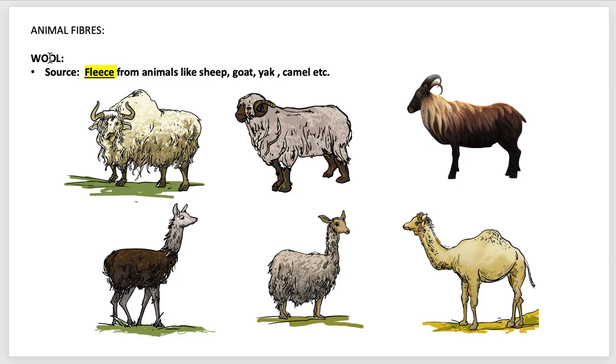Yeah, so wool comes from sheep, mainly sheep, but there are many other animals, as you can see over here. So wool, the source is where it comes from. The source of wool is fleece of animals like sheep, goat, yak, camel, llama, alpaca, and many others. So, what exactly is fleece?